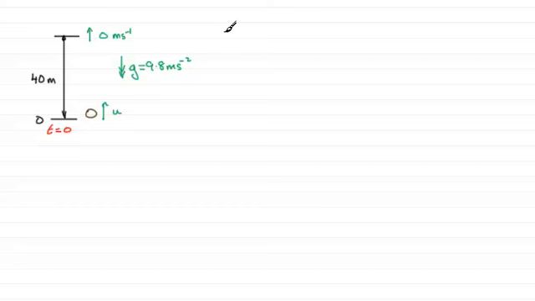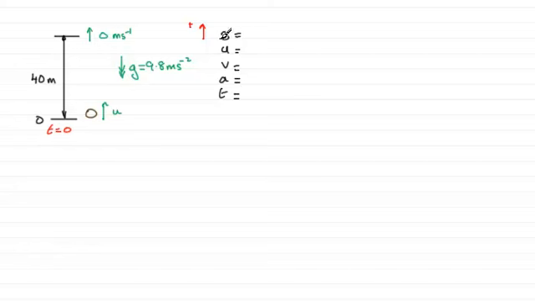So what I would do would be to label s, u, v, a, and t. And we need to take a positive sense, and always take a positive sense in the direction of initial motion, which was upwards. So we'll have upwards as positive. So s is displacement, then u is initial velocity, v final velocity, a acceleration, and t is the time.